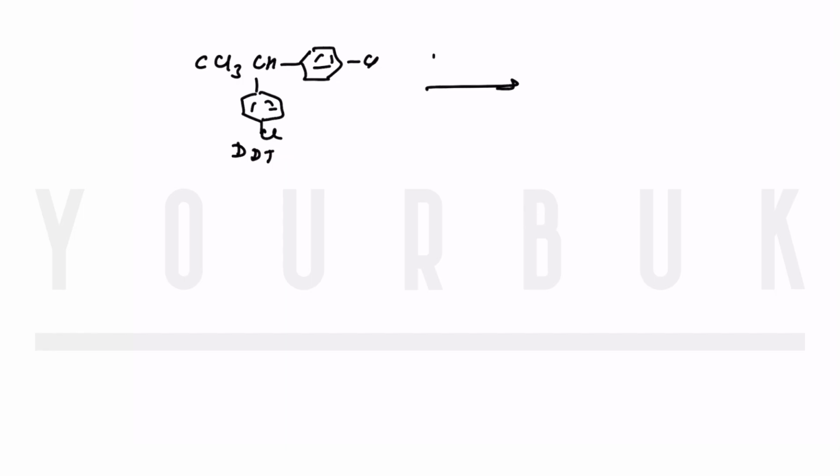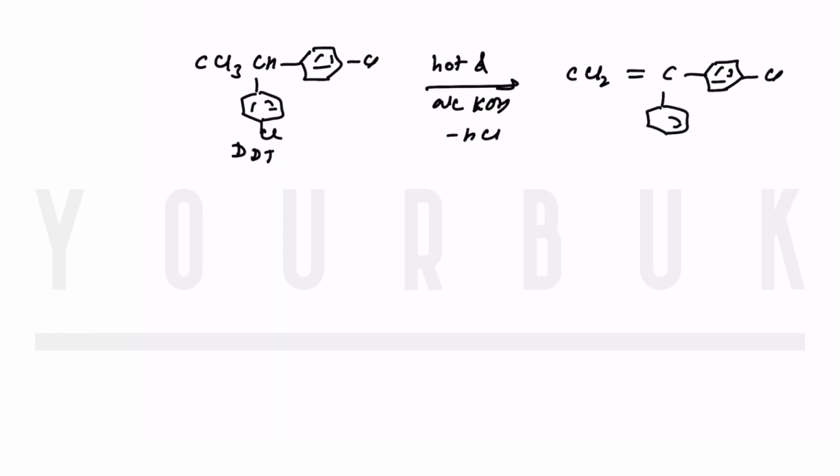And DDT, on reaction with hot and alcoholic KOH, undergoes loss of HCl, dehydrohalogenation, to form CCl2 double bond C, which is biodegradable. Although DDT is not biodegradable, this product is biodegradable.